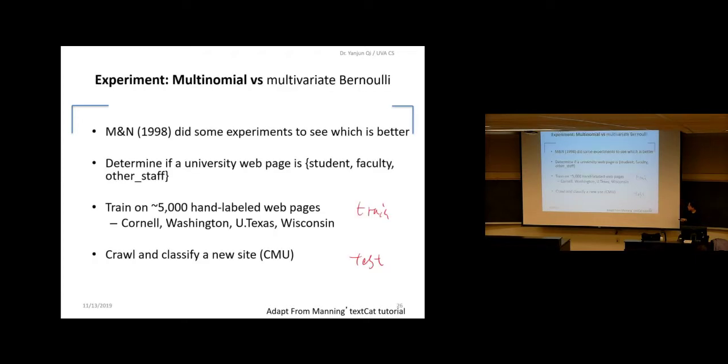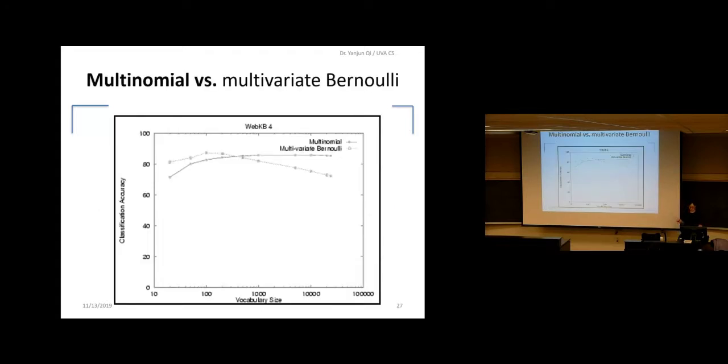All right, so this is from Chris Manning. They compared the models on a quite simple toy task. For university homepages, you want to classify each page as student, faculty, and other things. They used 5,000 hand-labeled web pages from Cornell, Washington, UT Austin, and Wisconsin as training, and you apply the classifier to pages from other sites. This is the figure they compare.